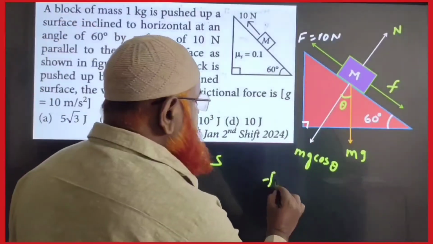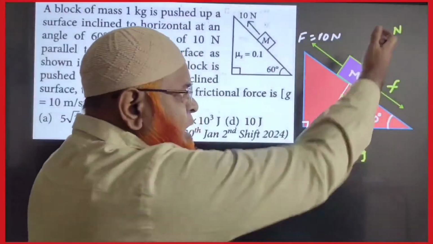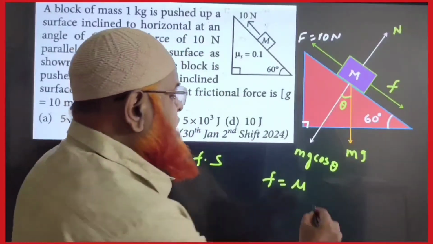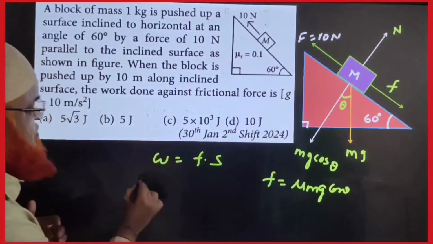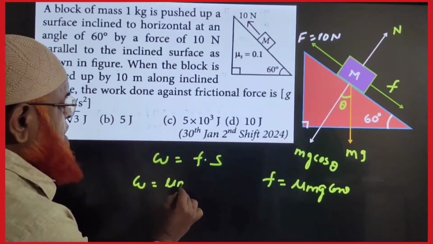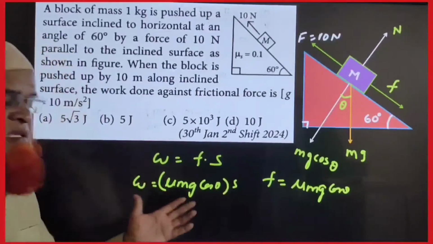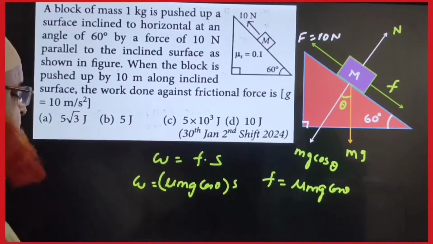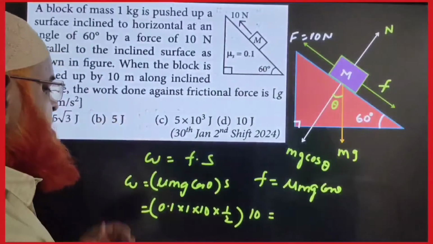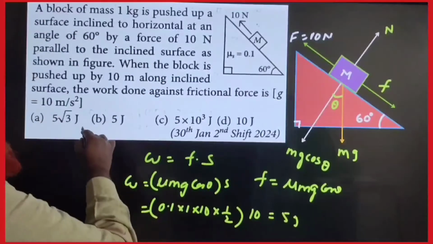You all know friction is nothing but mu into n, and n is nothing but opposite direction, there is mg cos theta. So mu mg cos theta. Therefore, your formula is going to be mu mg cos theta into s. This is going to be your shortcut formula. If you substitute, you'll get the answer directly. Let us see here. And your final answer is going to be 5 joules when you calculate and substitute here. Therefore, 5 joules is your answer.